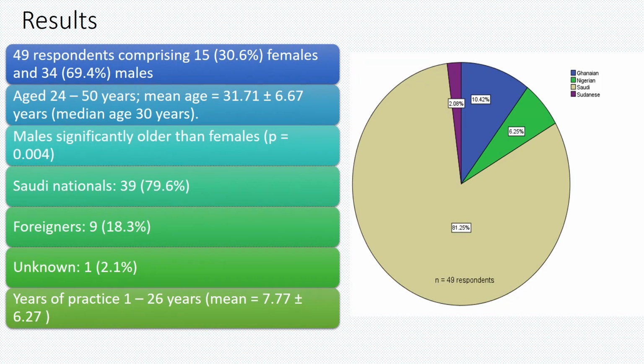Now the results. Of all the people, about 49 optometrists responded to this questionnaire. 15 were female and 34 were male, and they were aged between 24 and 50, which is a very active practice period. The mean age was a little above 31 years. The males were significantly older than the female practitioners. There were 79.6% Saudi nationals and 18.3% foreigners. One person did not indicate whether Saudi or foreigner, and so we couldn't place that person. The respondents had practiced for between 1 and 26 years.